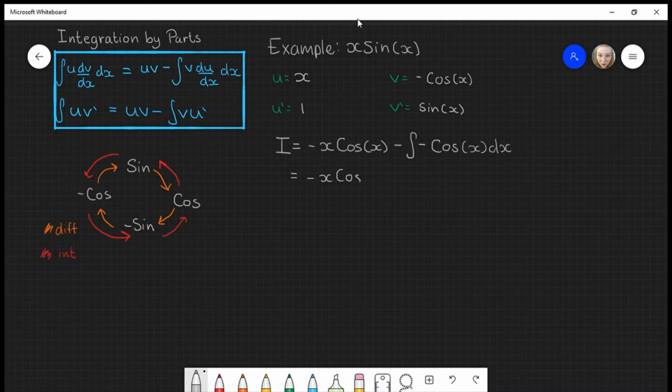So let's do the end integral. I'm going to put the minus signs together to make things easier. And the integration of cos x goes to sin x. And I'll put a plus constant there just in case. And that is example 1.